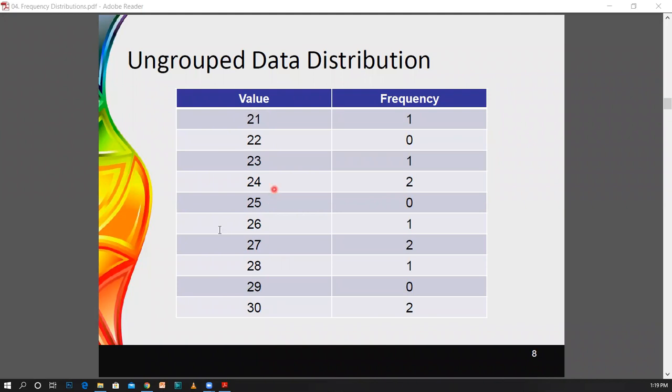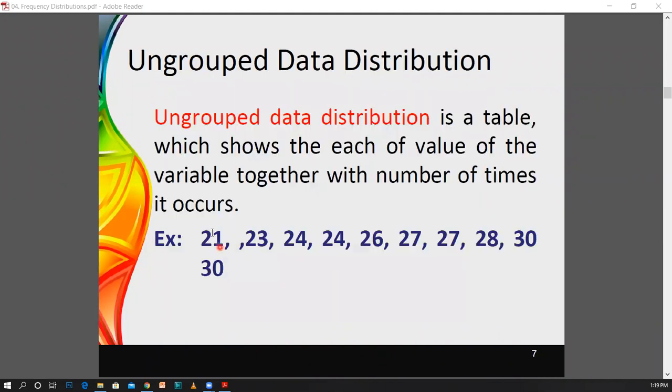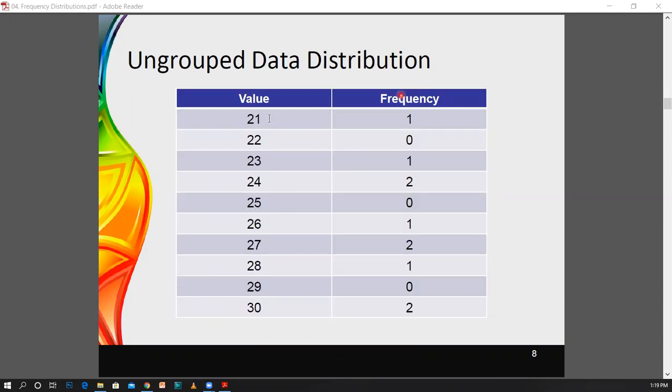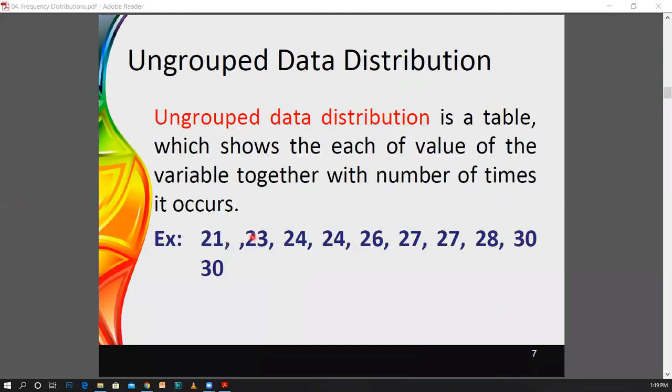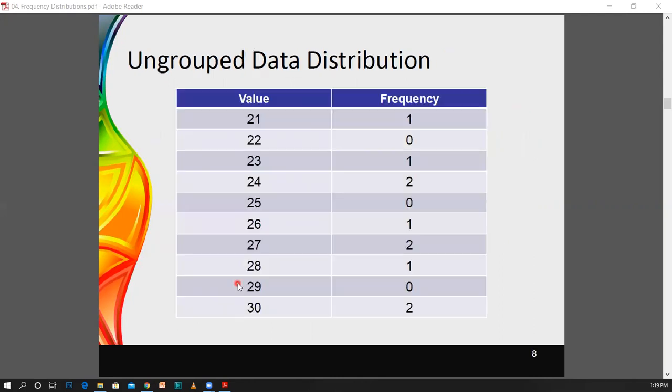Therefore, in this data set, you can see that 21 appears one time. Then we can say the frequency of 21 is 1. Then the next value is 22. If you look at this data set, there is no value 22. There is 21 and then 23. So we can say that value 22 does not appear in the data set. Therefore, the frequency of the value 22 is 0.